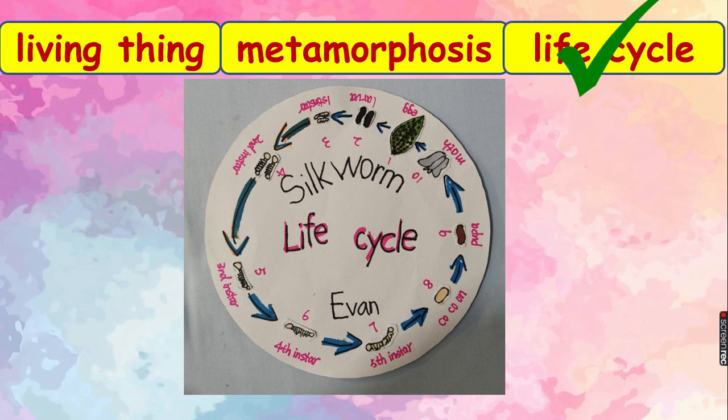You guys are right. It's a life cycle. Also, it's metamorphosis. And it's a living thing too. Silkworms are living things. They go through a life cycle, which we call metamorphosis. All your answers are right. I'm pretty sure of that. Congratulations on that. I believe you have really good understanding of our keywords from Unit 5.